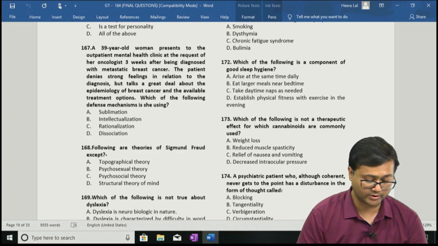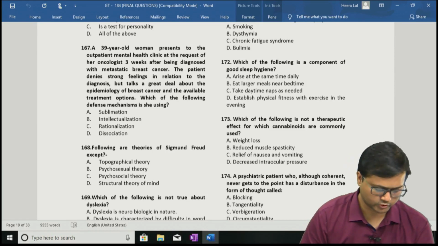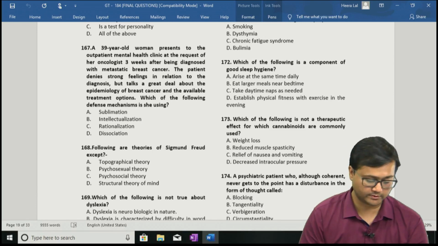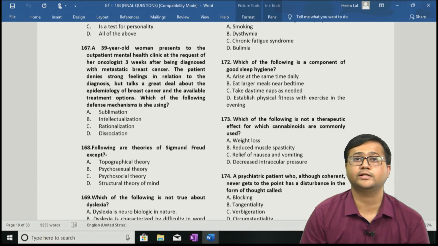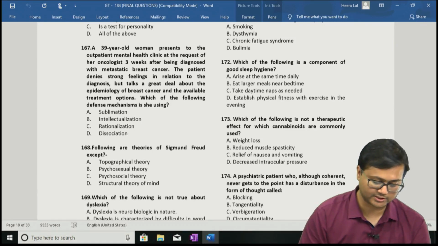They have asked which of the following defense mechanisms she is using. The options are A, sublimation; B, intellectualization; C, rationalization; and D, dissociation. The correct answer to question 167 is option B, that is intellectualization.